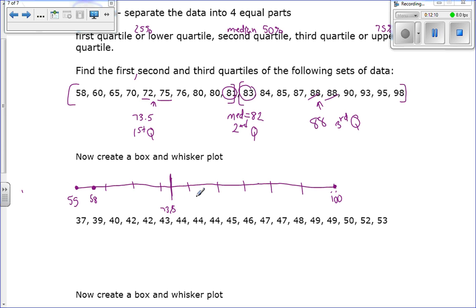My median occurs at 82, so this would be 75, 80, 81, 82, right around here. And this is my median, my second quartile. And then I need to get up to 88. So 85, 90, 88 right about here.